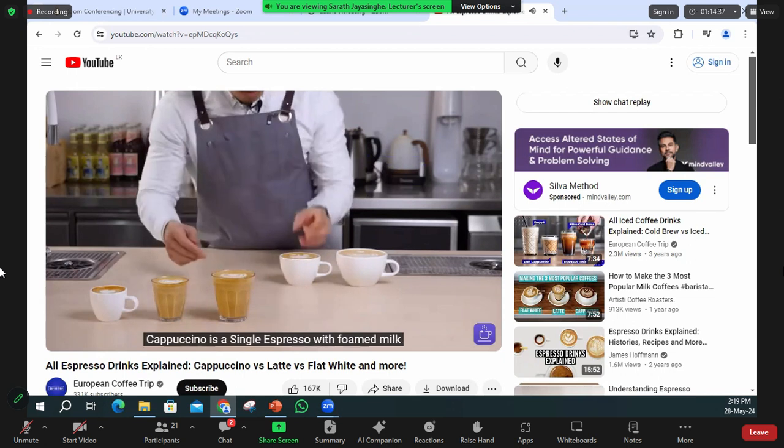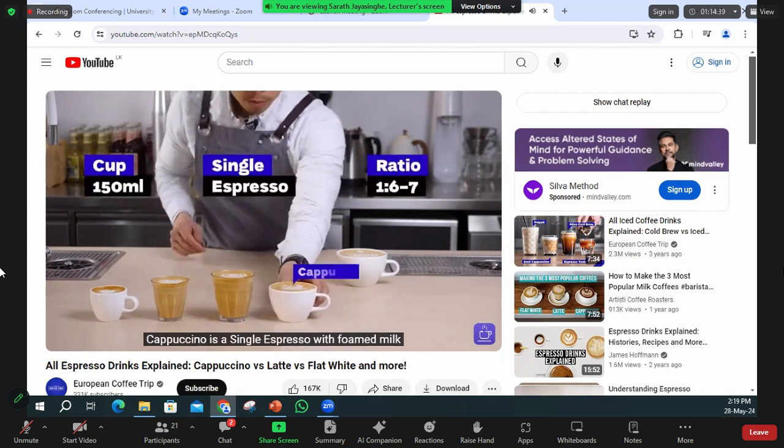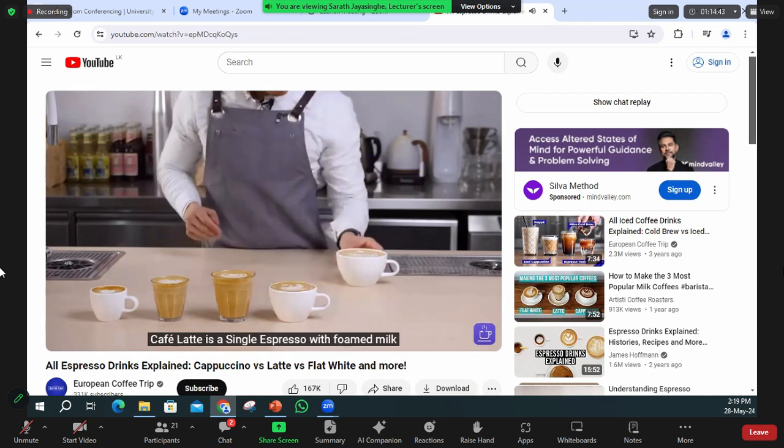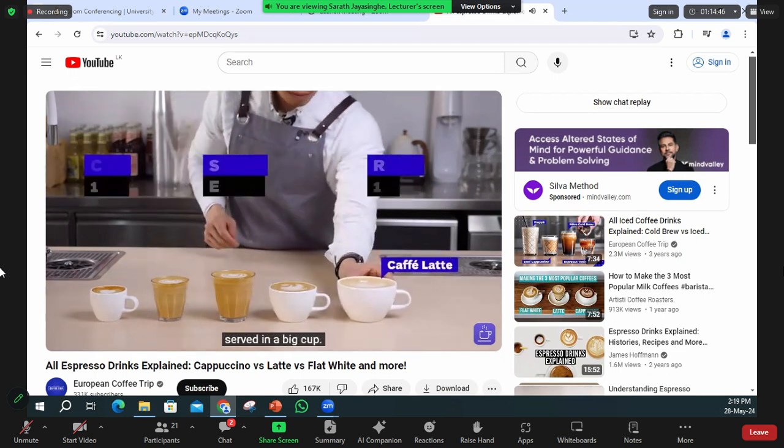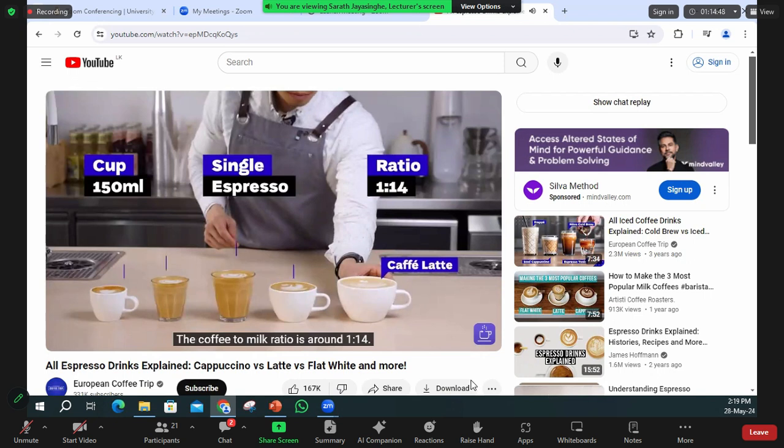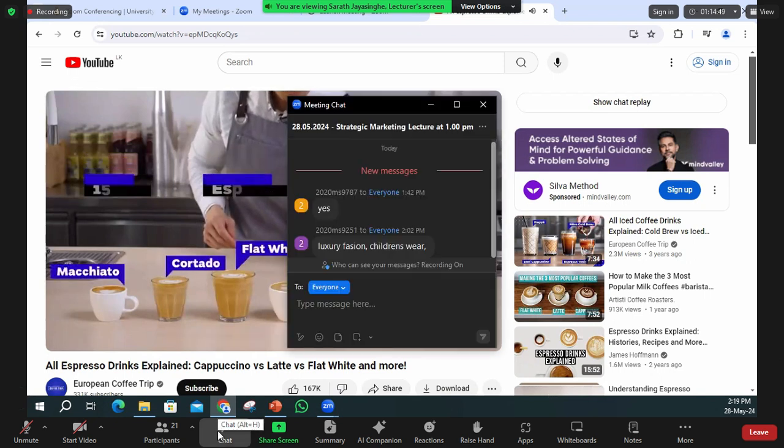Cappuccino is a single espresso with foam milk. The coffee to milk ratio is around 1 to 6 or 1 to 7. Cafe latte is a single espresso with foam milk served in a big cup. The coffee to milk ratio is around 1 to 14.